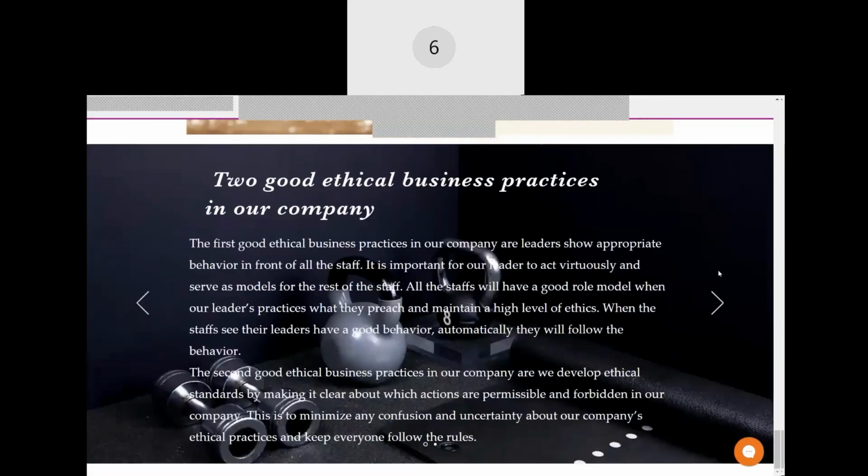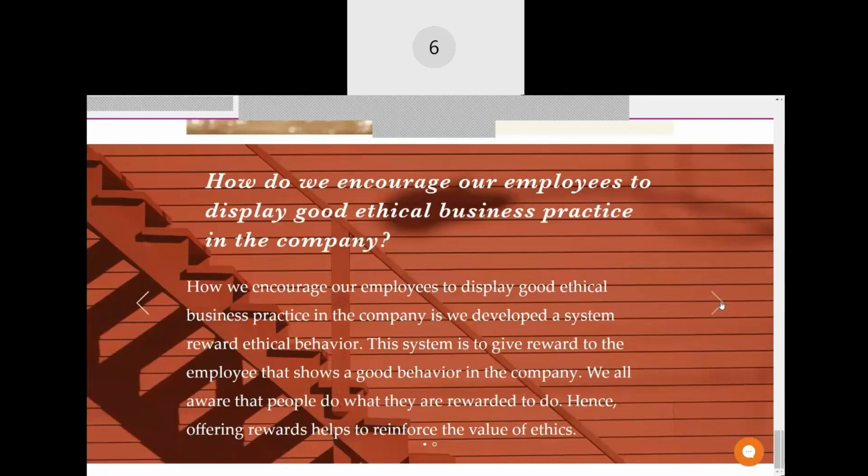The two good ethical business practices in our company are that our company leaders need to show appropriate behavior in front of the staff, and we develop ethical standards by making it clear which actions are permissible and forbidden in our company. We encourage our employees to display good ethical business practice by developing a system that rewards ethical behavior, where we give rewards to employees that show good behavior in the company.